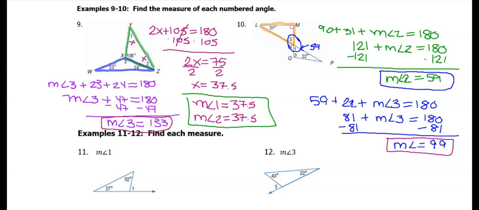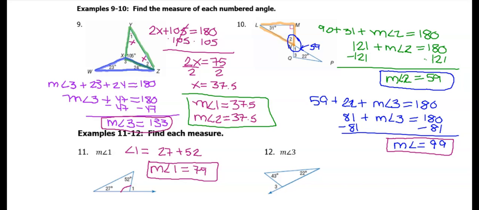On number 11, we had a theorem that said the exterior angle, which is angle 1, is equal to the sum of the two remote interior angles, and those are identified as 27 degrees and 52. So this will be easy if we remember that theorem. Measure of angle 1 will be 79 degrees. If you didn't remember that theorem, you could always find out what this angle down here was going to be and then subtract it from 180 since they are a linear pair. My exterior angle theorem just is a shortcut.